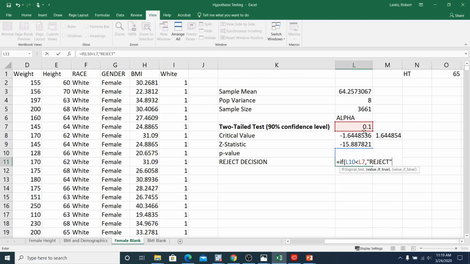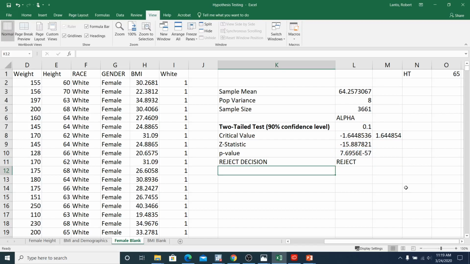So tell it what you want to check. Is L10, the p-value, less than this alpha that's in L7? Second thing, comma, if it is, put reject, comma, if it's not, put, and I'm just going to put fail to reject here. So check this, put this if it's true, put this if it's false. So here, I reject.